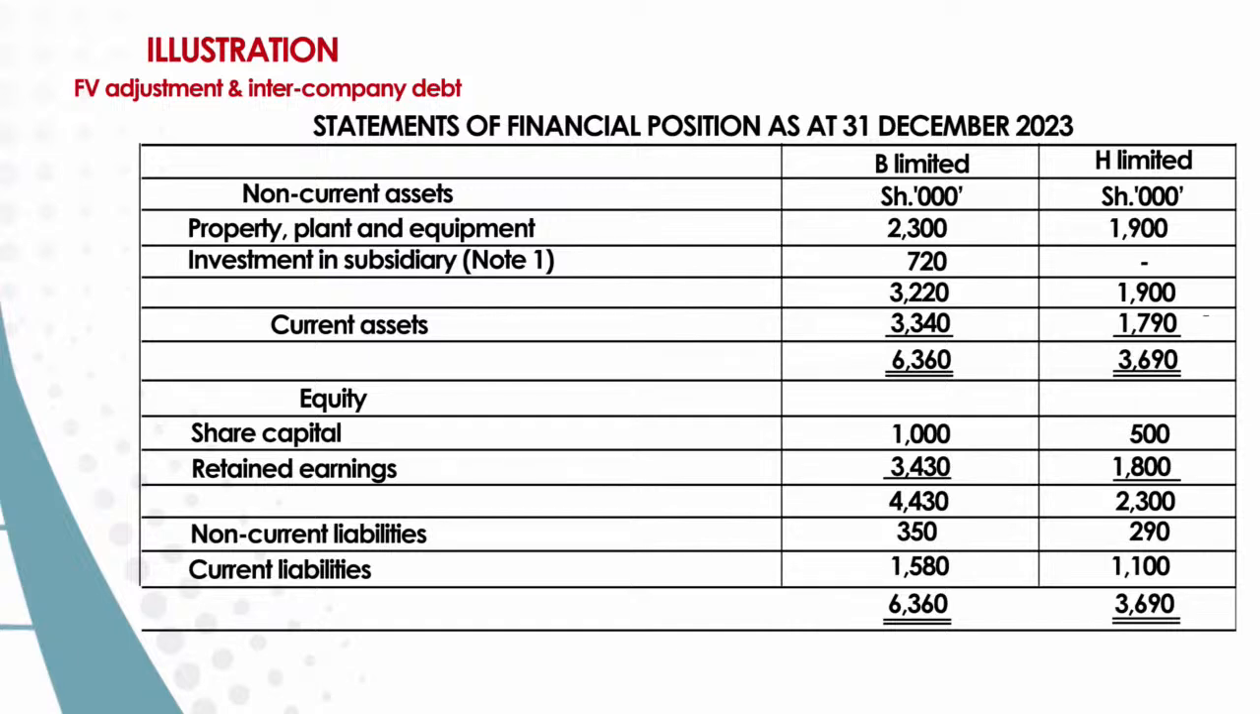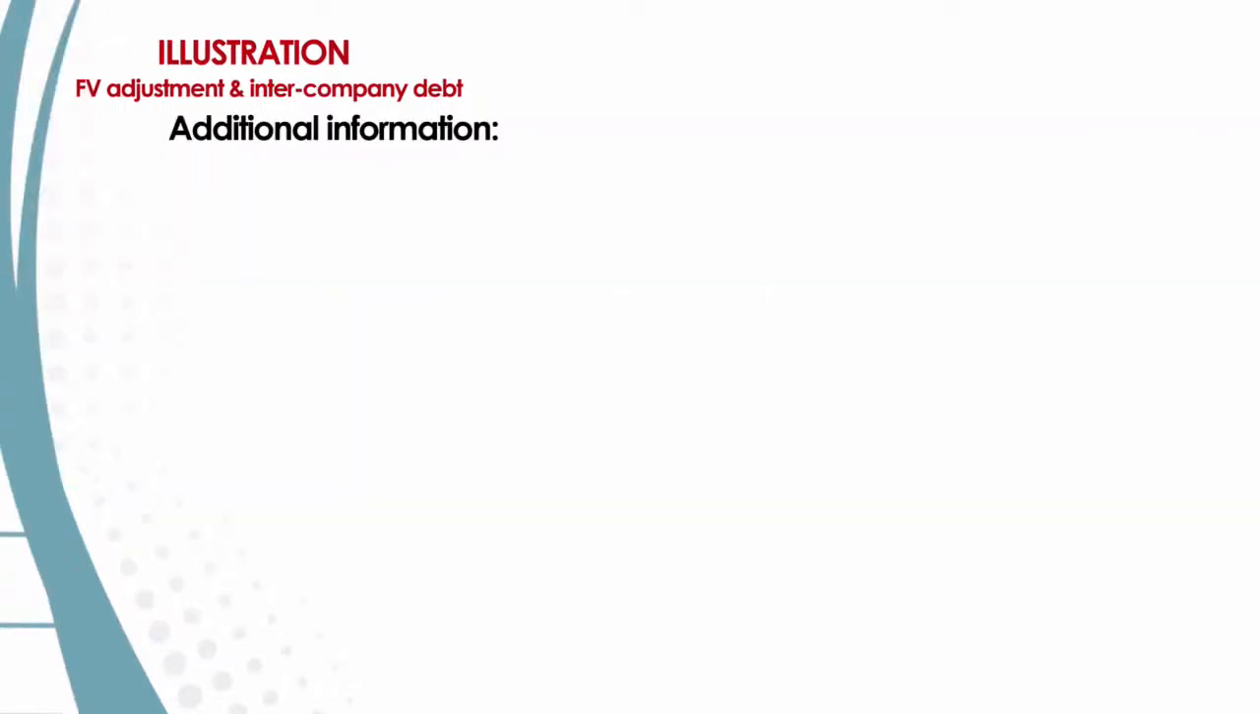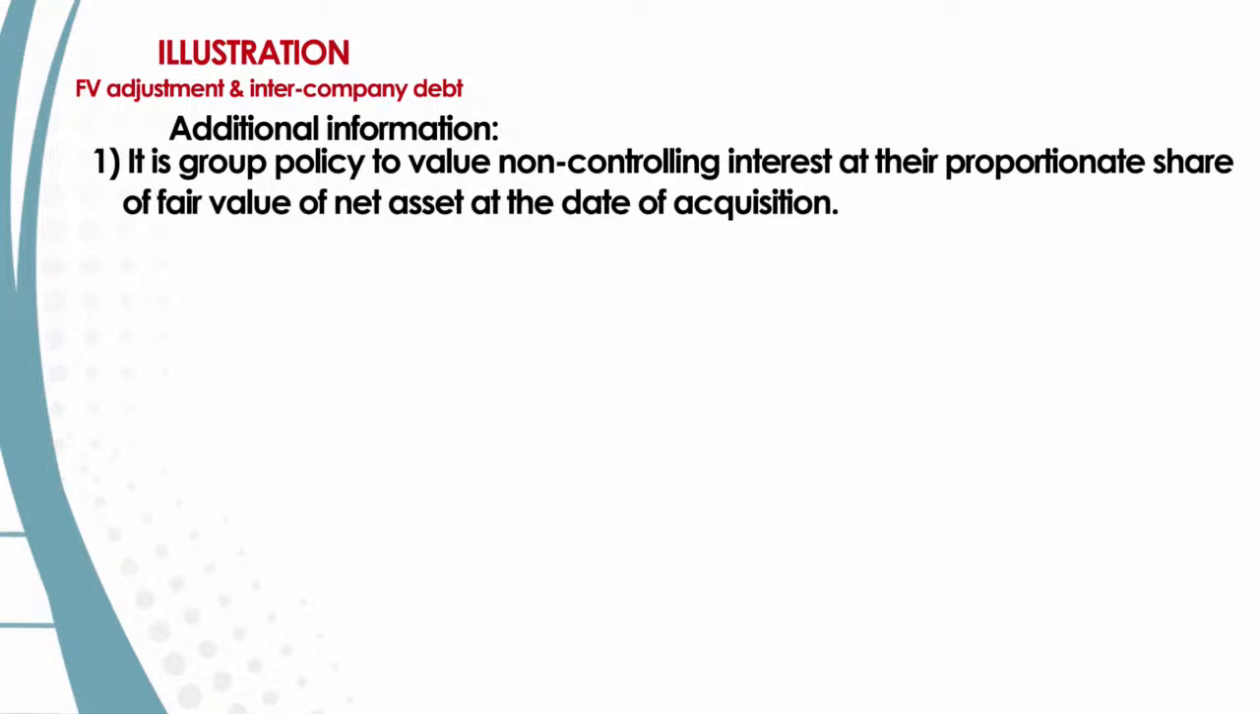Then from there we have the current assets, we have the total assets, and then in the equity we have the share capital of the two companies, we have the retained earnings, and then we have the current liabilities and non-current liabilities. Then we have some additional information. You're told it is a group policy to value non-controlling interest at their proportionate share of the fair value of the net assets at the date of acquisition.